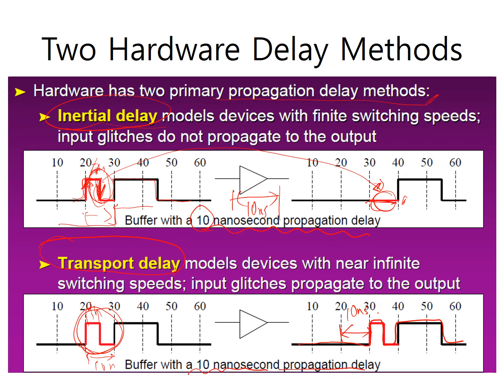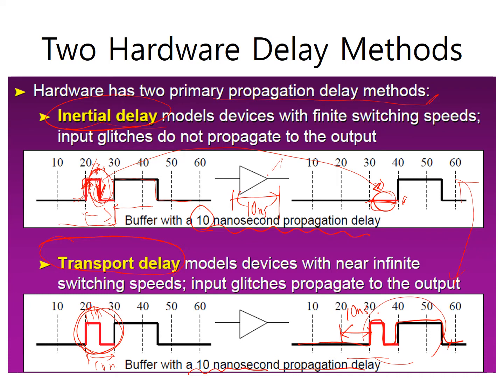What would be practical in a circuit? If your circuit buffer is fast enough, any small glitch will pass through, like a transport delay. But if your buffer output rise time is very slow, then this kind of short glitch will actually be filtered out. So in actual hardware, both can happen, so you have to be aware of those cases.